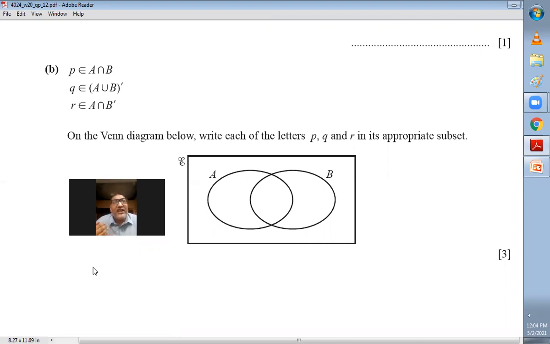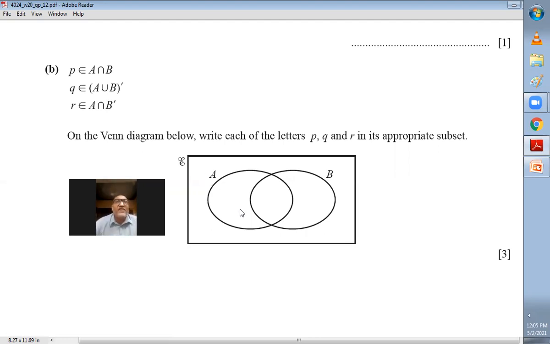R is A intersection B complement. B complement means out of the B, the area which is common with the A, and that will be this portion. B complement means out of B. Intersection A means a common portion with A. Out of the B, the common portion with the A, that is this portion. So R should come here.